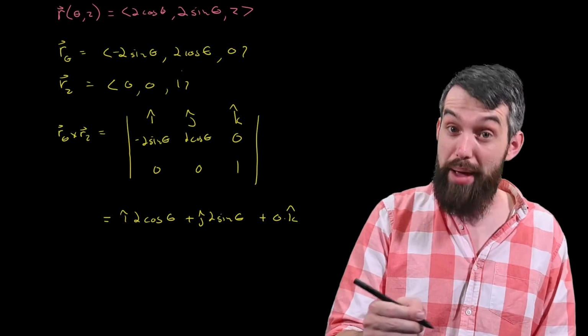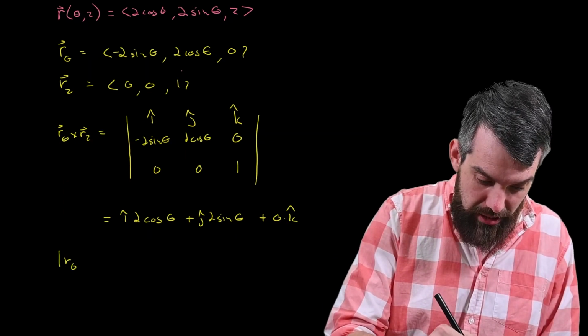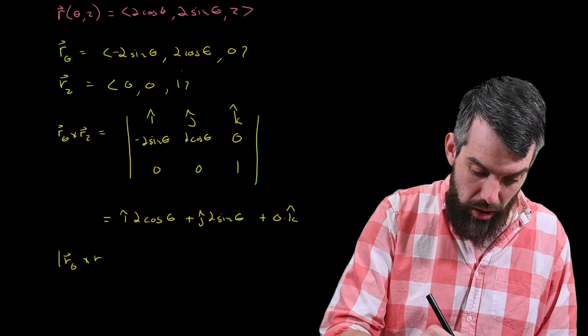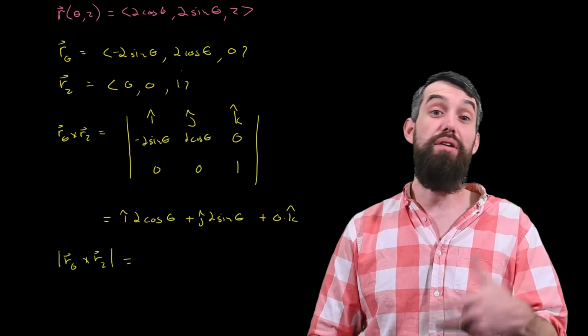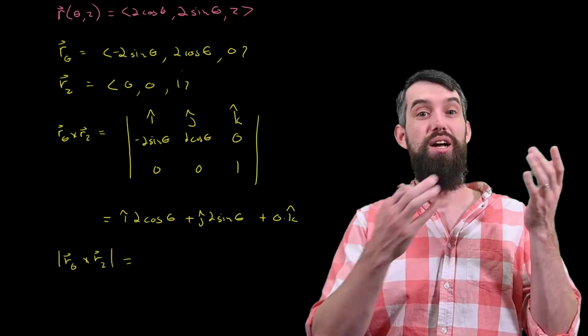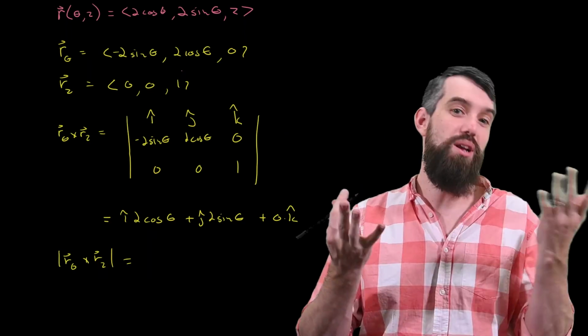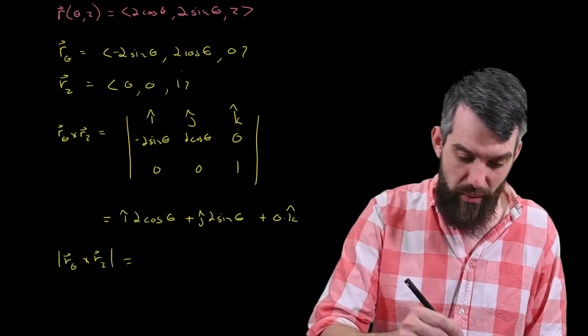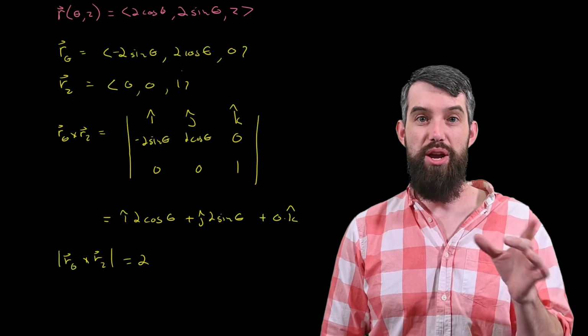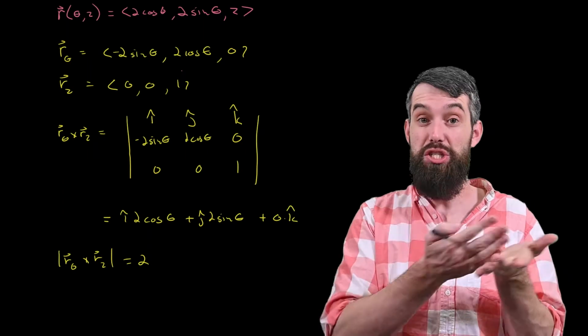Final thing I need to do until I get my integrand is the length of this, so r theta cross rz, which is the square root of the sum of the components squared, so 4 cos squared plus 4 sine squared. Cos squared and sine squared is 1, so square root of 4. In other words, it's just going to be 2. Okay, great. So now we know what that integrand is. It's just the value of 2.